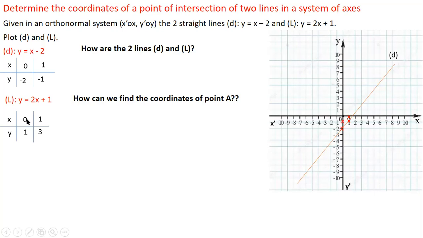Now let us plot 0, 1. If x is equal to 0, y is equal to 1, so this is the 1. If x is equal to 1, y will be equal to 3. At this point and this point, I connect them together, so I get line L. As you can see, I want you to look at the red line D and at the blue line L. How are these two straight lines?